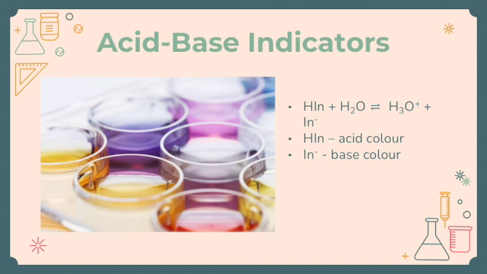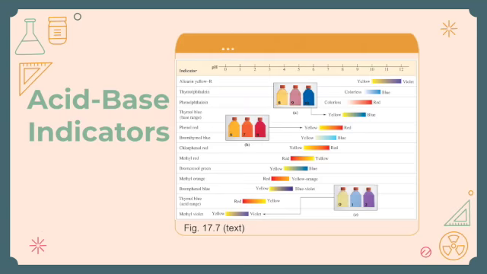When you increase the hydronium ion concentration, it shifts the equilibrium to the left, which increases the proportion of the acid color. Decreasing the hydronium ion concentration shifts the equilibrium to the right, which increases the proportion of the base color. The overall color of the solution is dependent on what proportions of the acid and base are present.